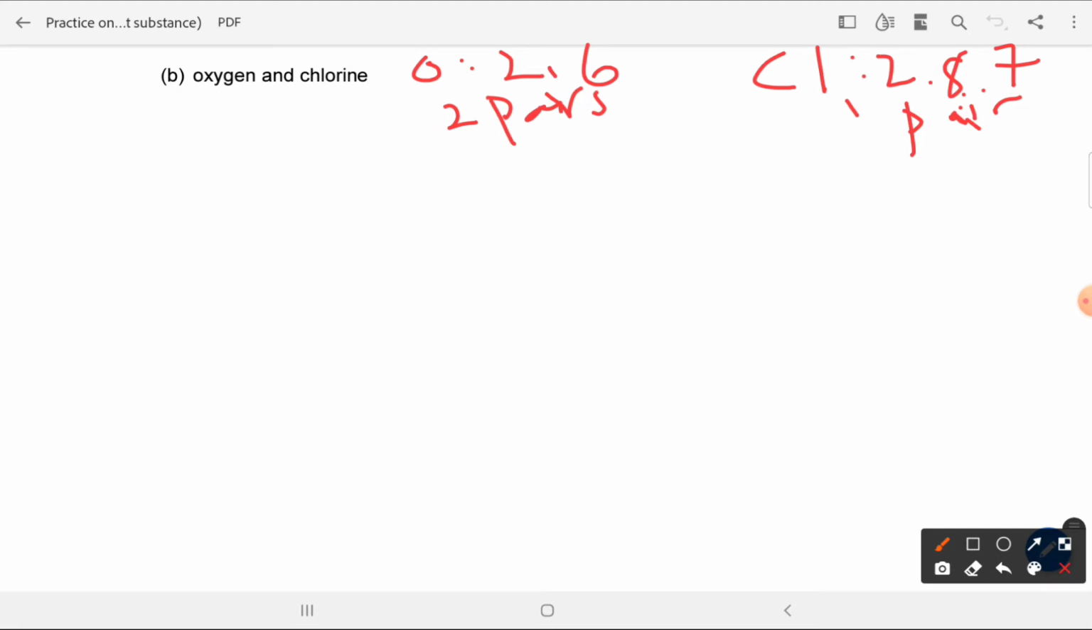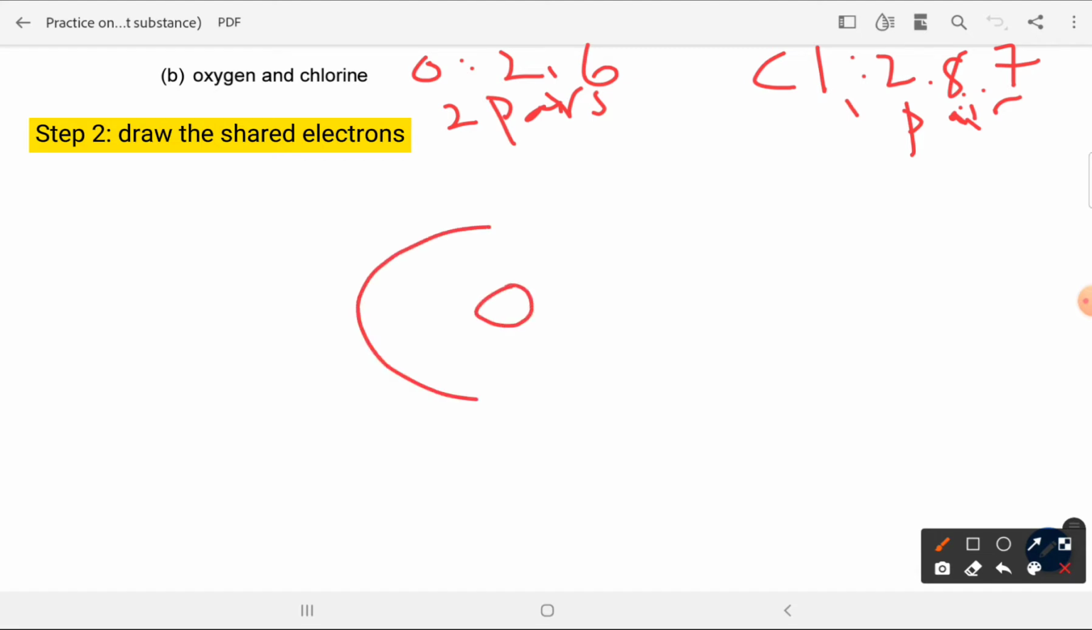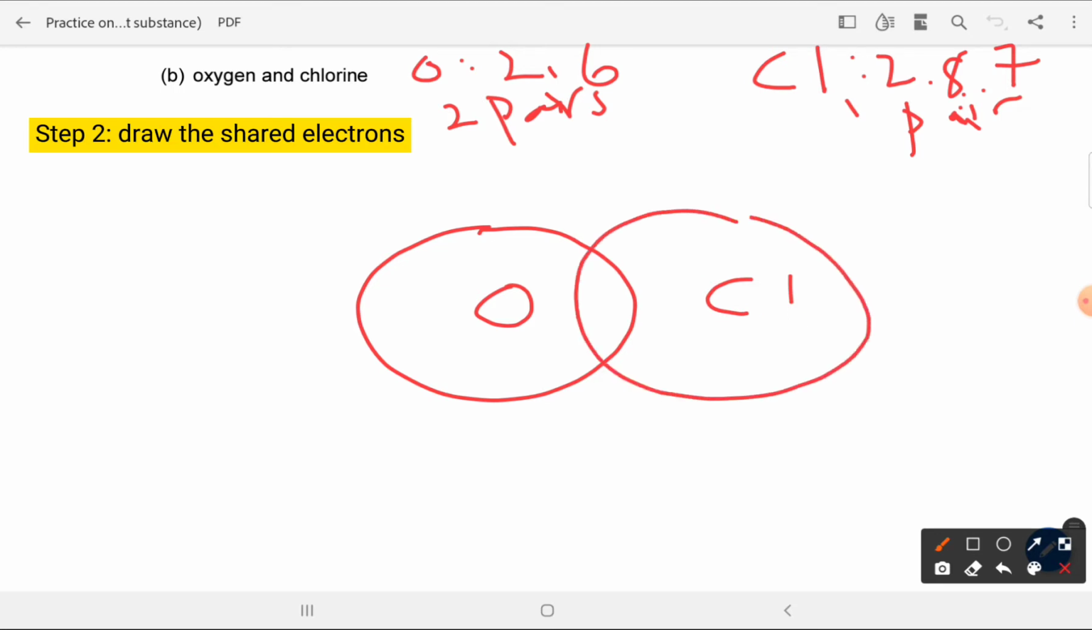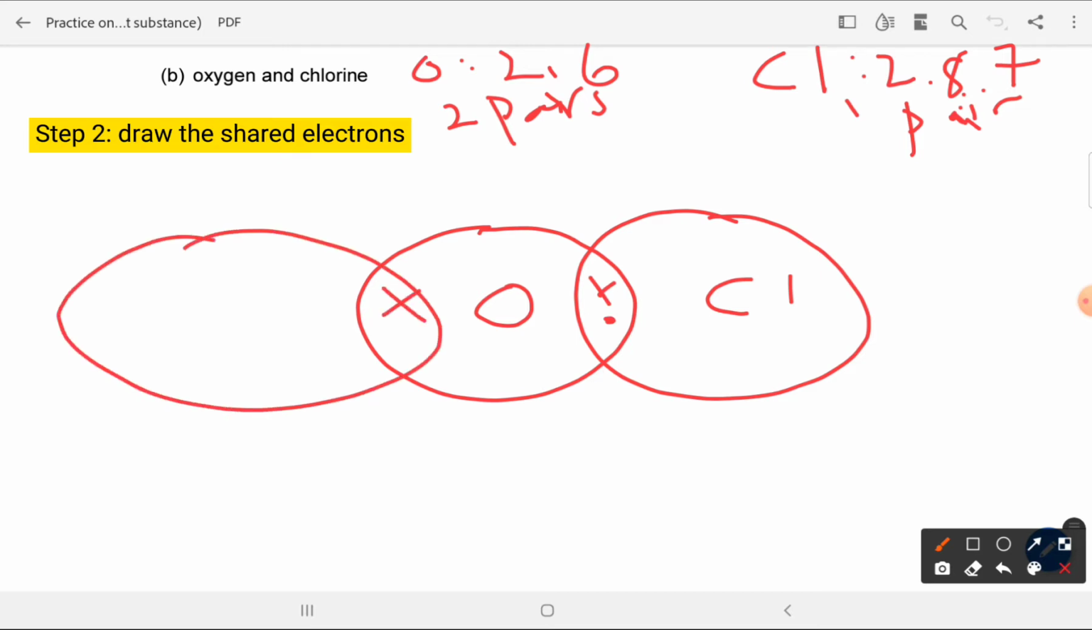So when you draw the dot and cross diagram, now it's the second step, which is to draw the shared electrons. So oxygen and then chlorine, because oxygen needs to share 2 pairs of electrons. Chlorine needs to share 1 pair. So 1 pair and then another pair. Okay, the shared electrons are correct. So second step done.